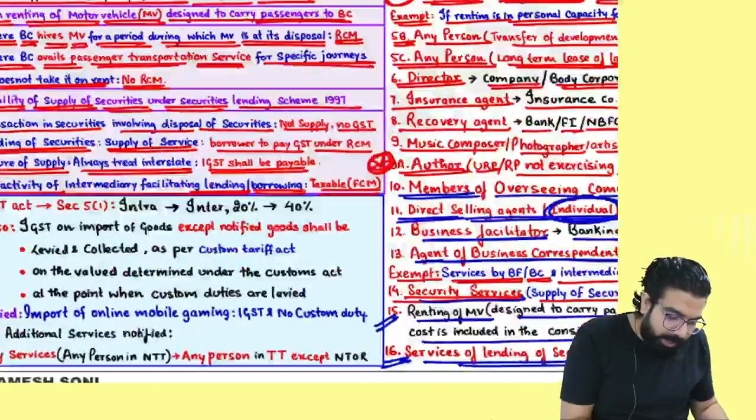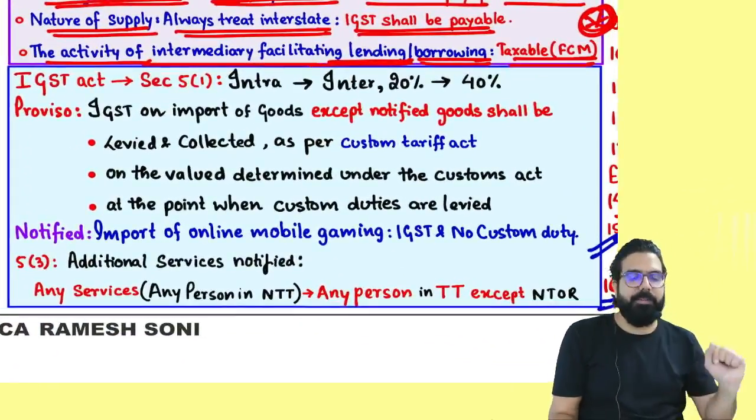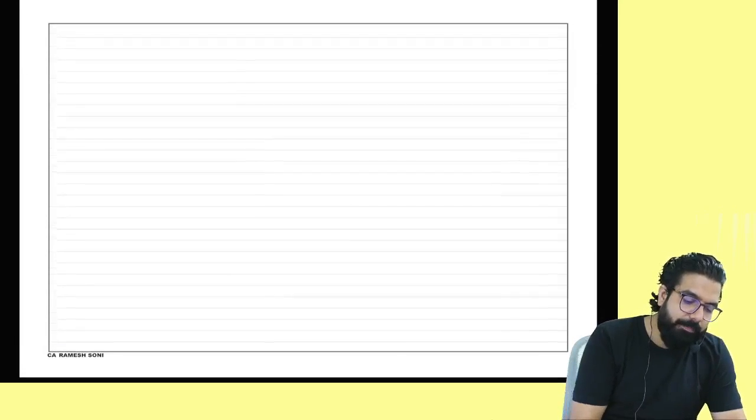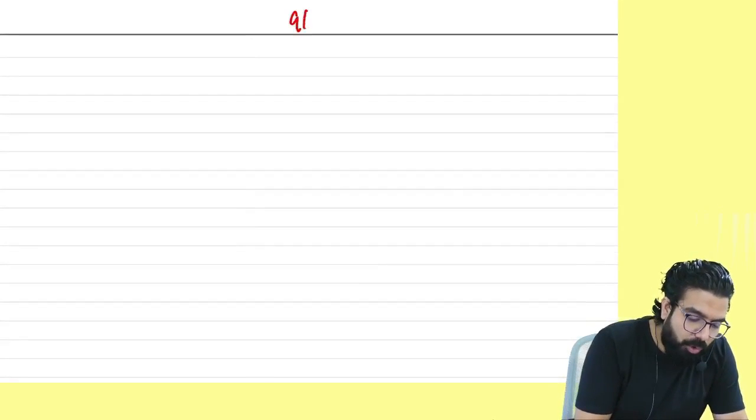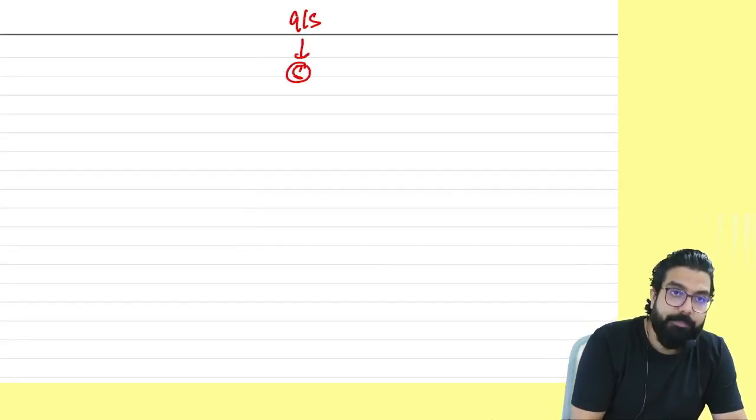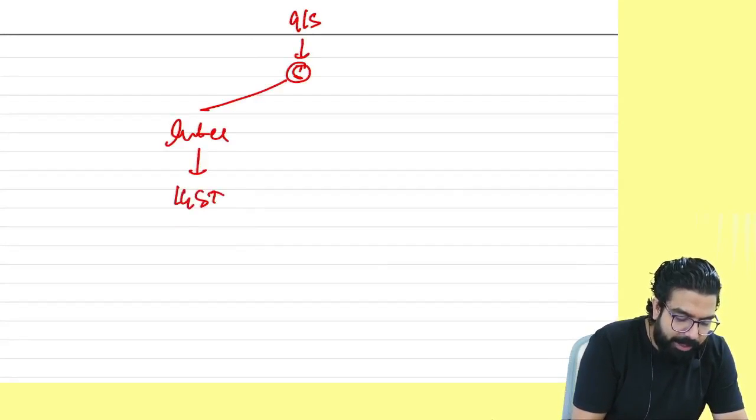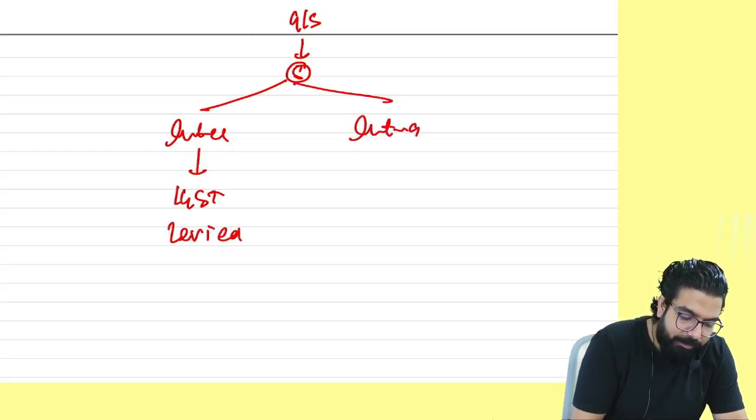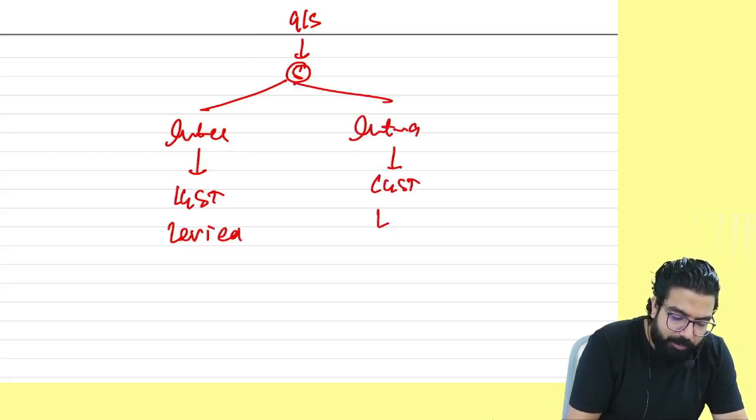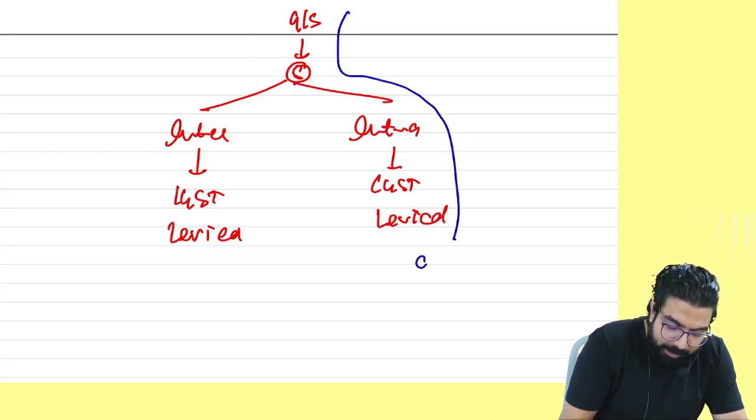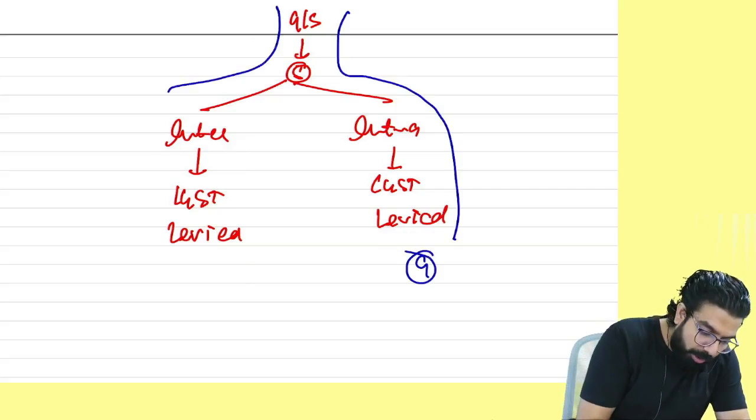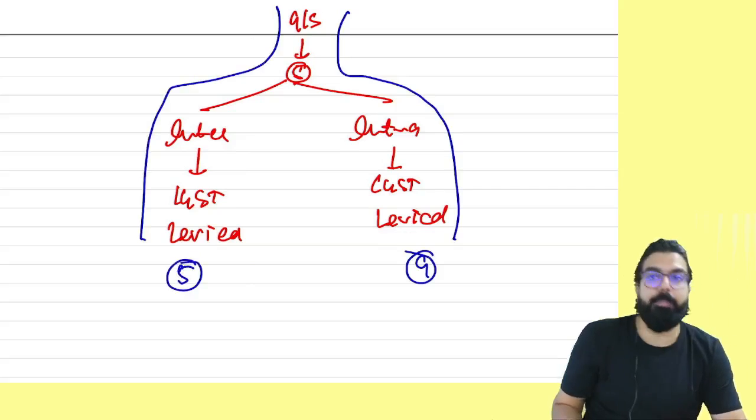That's it, everyone. On the left hand side we have something. Listen. Whenever goods or services are supplied, if supplied interstate, IGST will be levied. If supplied intrastate, CGST will be levied. Who told this? This was told by Section number 9. And who told the interstate part? This was told by Section number 5.